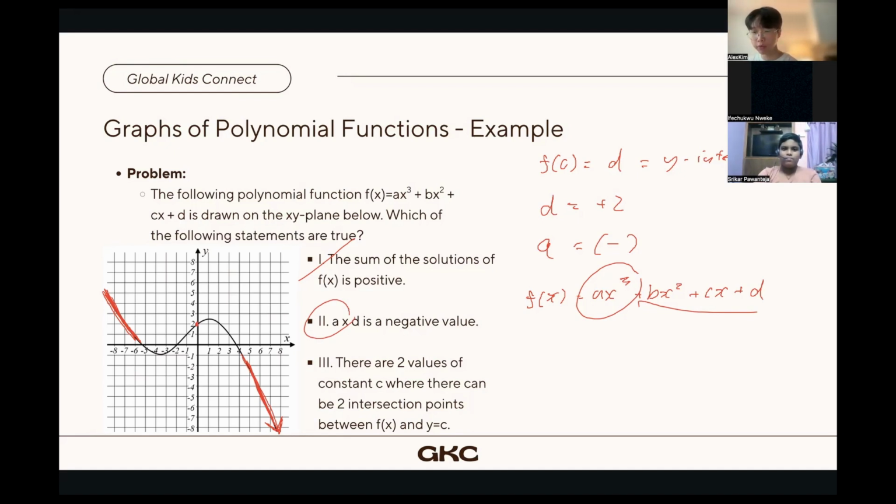Any questions before we move on to statement 3? Not any, sir. Okay, that's great. We'll move on to statement 3 now.